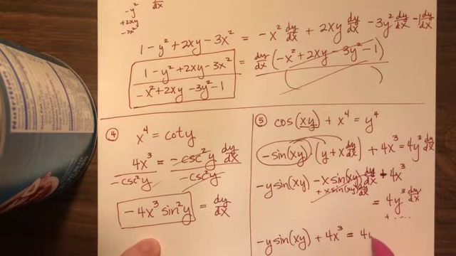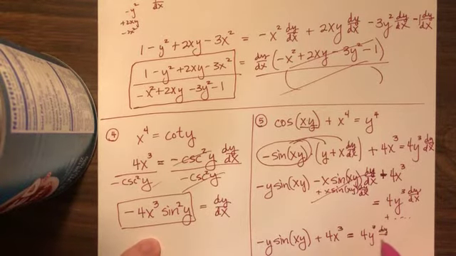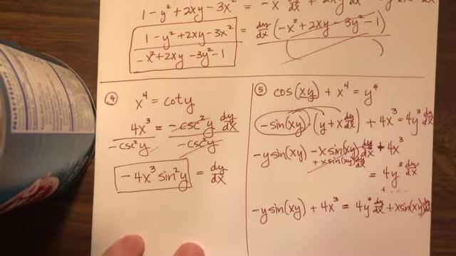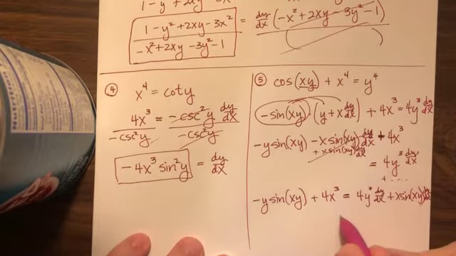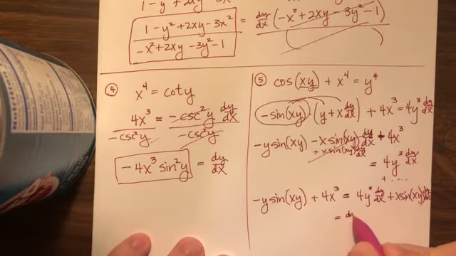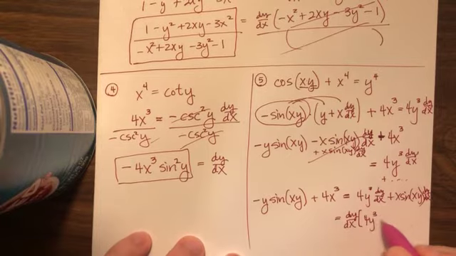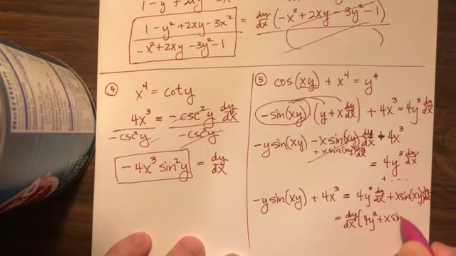This guy, which was already there, 4y cubed dy dx, plus x sine of xy dy dx. Oh, God, it barely fits. Okay. Almost got in there. All right, and then we pull out the dy dx like it's the GCF. We're left with 4y cubed plus x sine of xy.